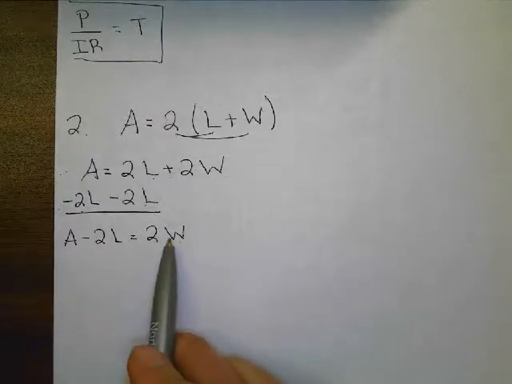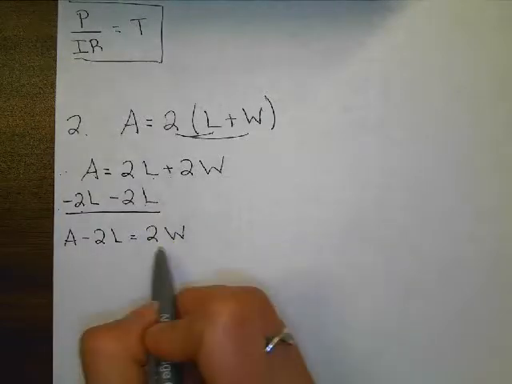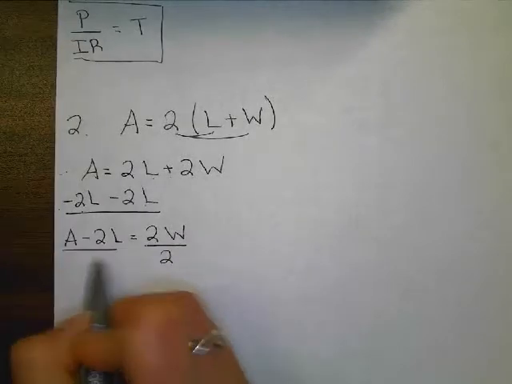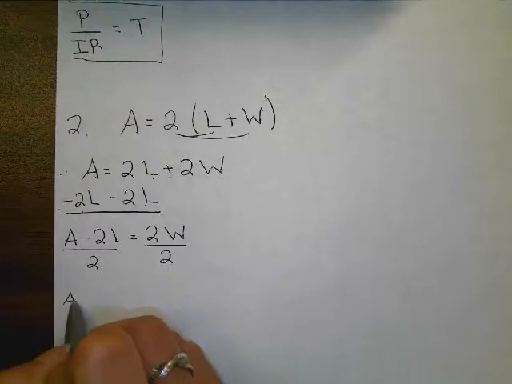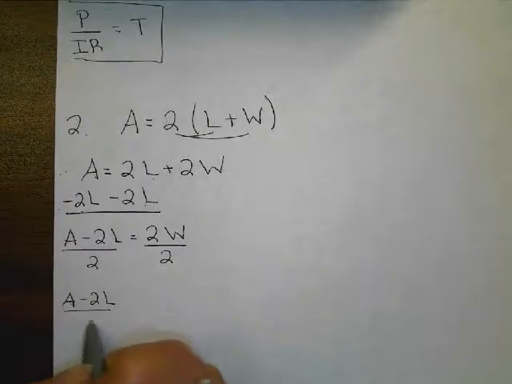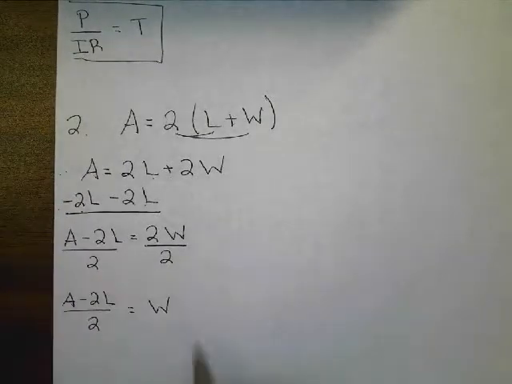And now that 2 is multiplied onto the W. The inverse of multiplication is division, so I'm going to divide both sides by 2. So I have A minus 2L divided by 2, and that equals W.